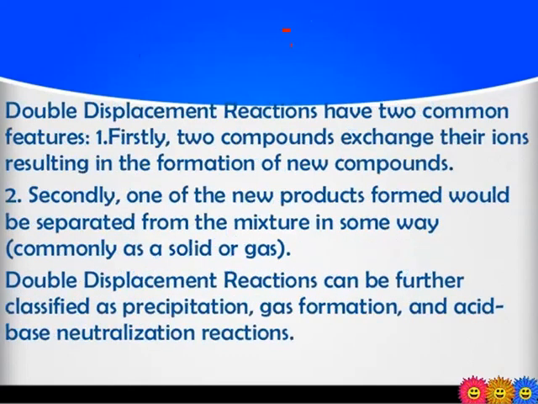Double displacement reactions have two common features. First, two compounds exchange their ions, resulting in the formation of new compounds. Secondly, one of the products formed would be separated from the mixture of reactants in some way. It can be in the form of a precipitate, gas formation, or an acid-base neutralization reaction. Depending on the product obtained, double displacement reactions can be precipitation reactions or neutralization reactions.